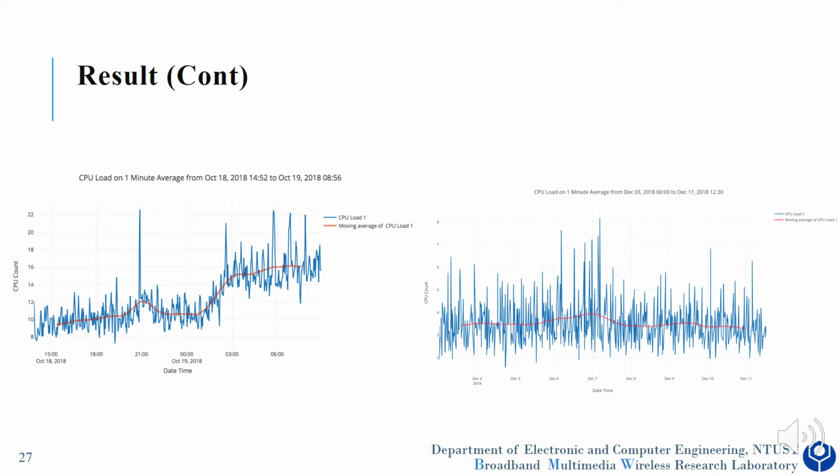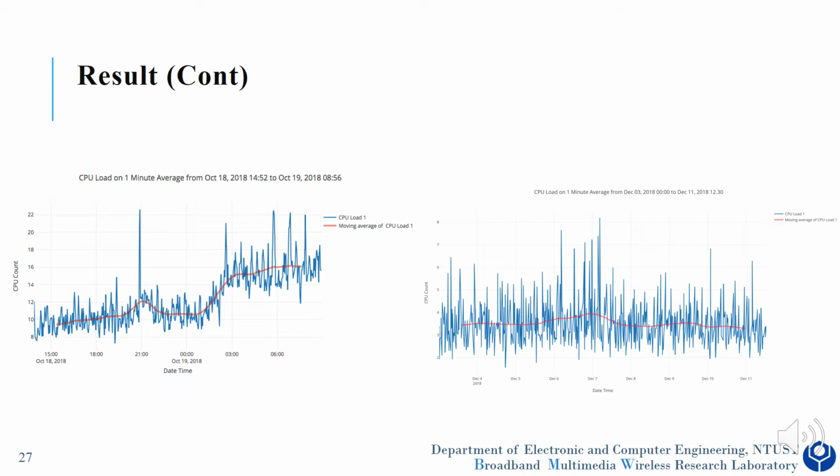We can see that through the moving average line, the performance of the system keeps increasing. The trend of the CPU utilization keeps increasing with time. Compared to what we have on the right side after the optimization, we can see from the red line the system tends to be stable.